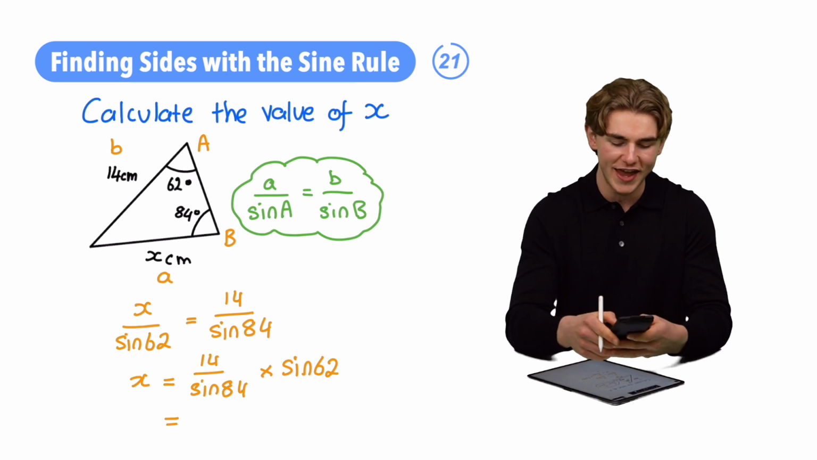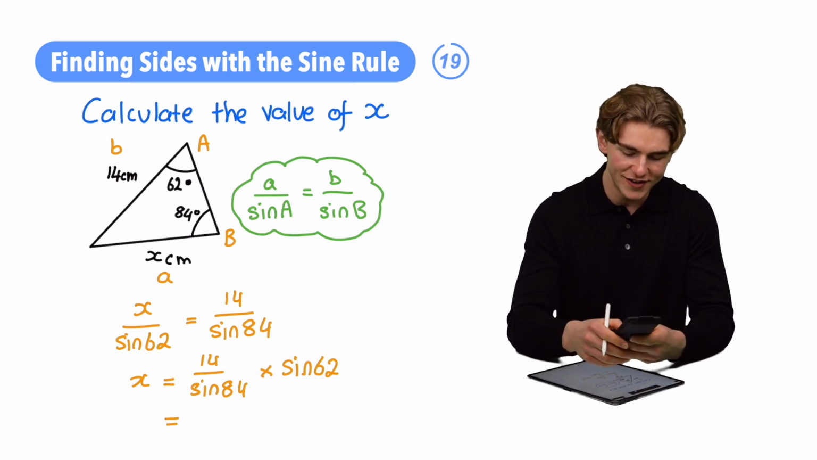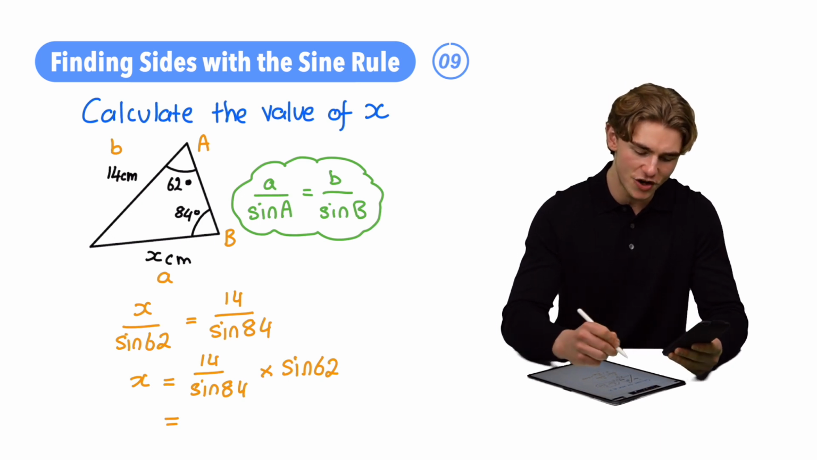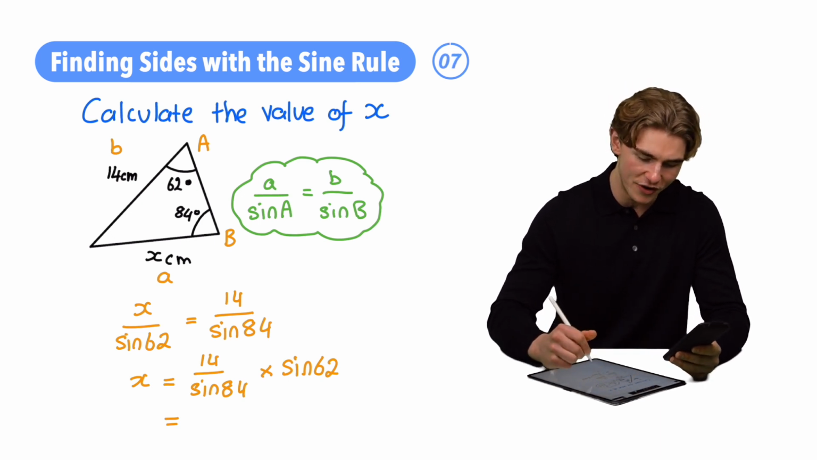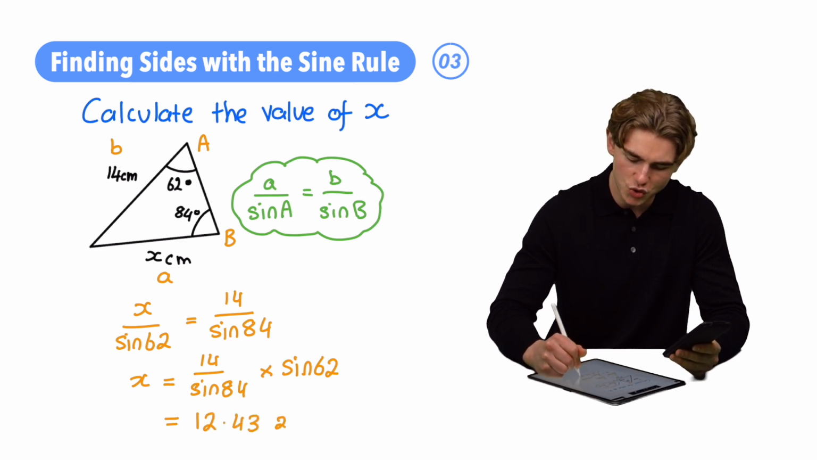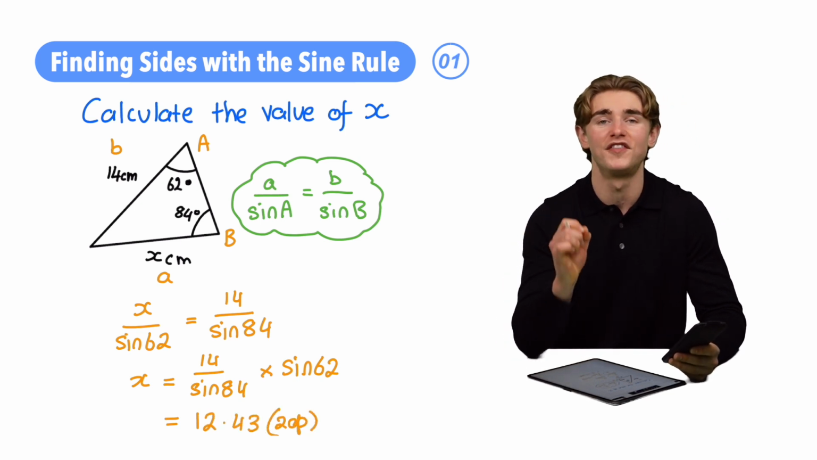What are we going to do when we get that? Let's type it in. 14 over sine of 84, and we're going to be multiplying that by sine of 62. What's it going to give us? Going back to our orange pen, it's going to give us 12.43 to 2 decimal places. Our final answer.